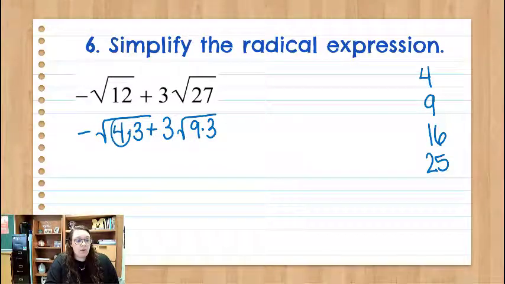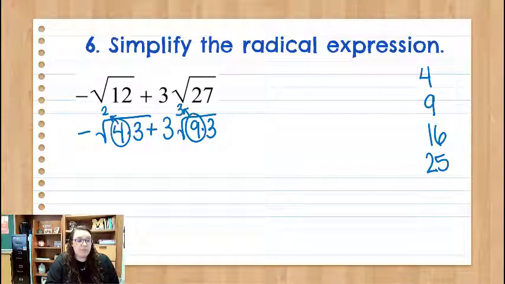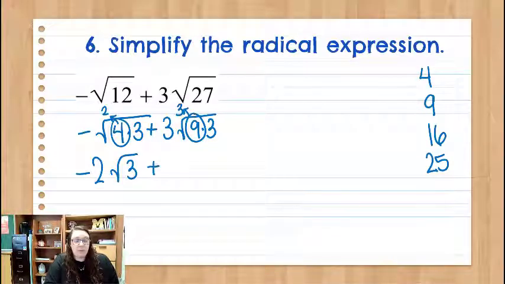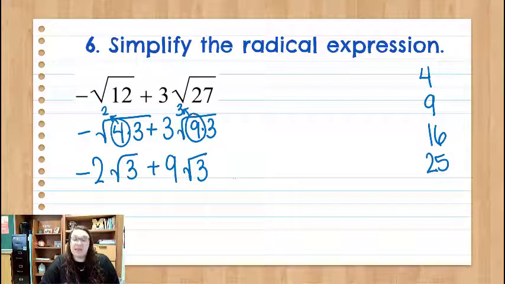The 4 will come out perfectly as a 2, and then 9 will come out perfectly as a 3. On this one, I'm going to pull out the 2 and be left with a 3 inside. On the second one, I'll pull out the 3 and have 3 times 3 on the outside, or 9, and the inside be left with a 3. Lastly, I can combine like terms. 2 plus 9 is 7 root 3.